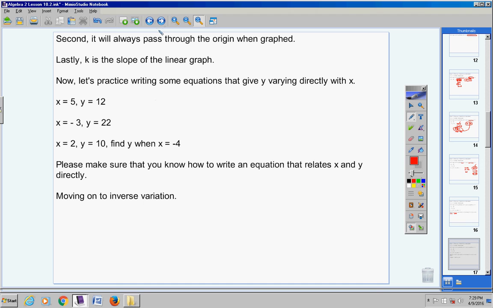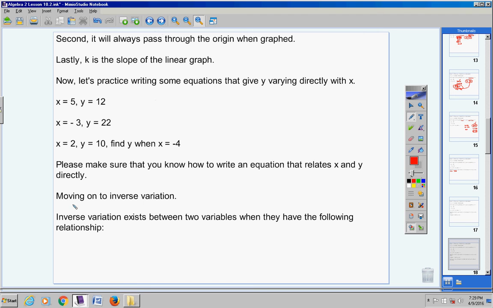Let's move on now to inverse variation. Copy this down, please, in your notes. Inverse variation exists between two variables when they have the following relationship.